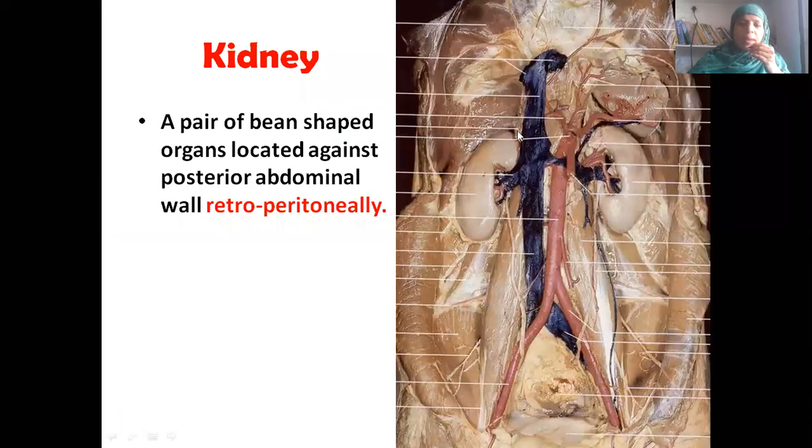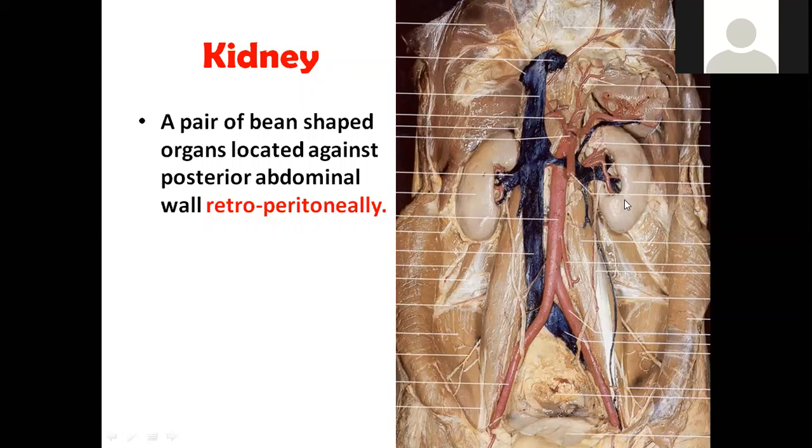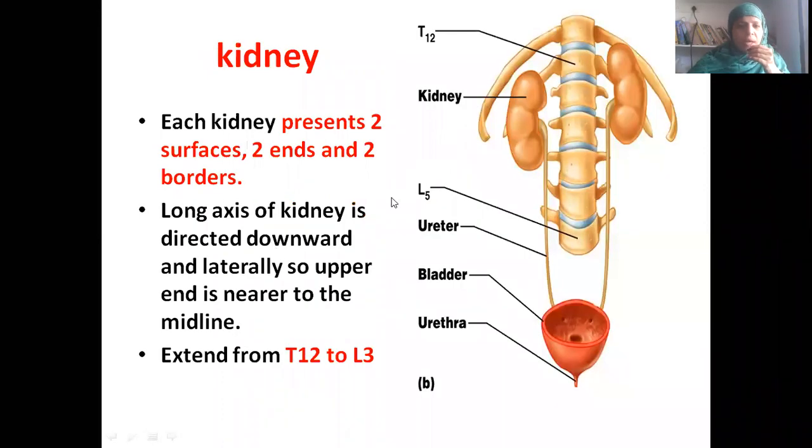Now, coming to the kidney, the kidney is a pair of bean-shaped organs which is located against the posterior abdominal wall and it is behind the peritoneum. Because it is behind the peritoneum, the word we use is retroperitoneal. If you remember the testis, I told you it has an upper pole and lower pole. Similarly, the kidney has an upper pole and lower pole, and this border is near to the midline. You call it the medial border. This border is away from the midline. You call it the lateral border.